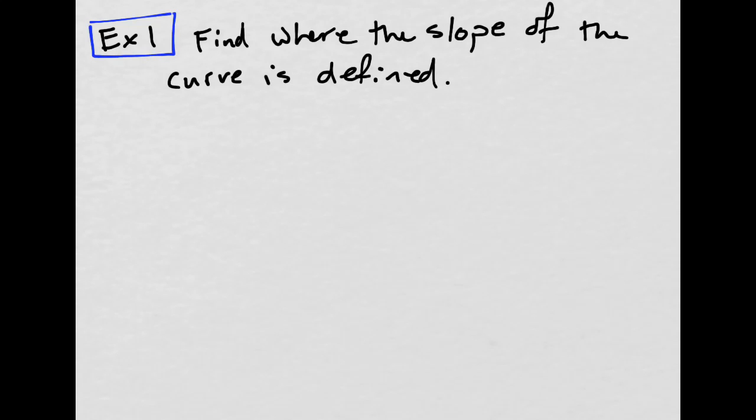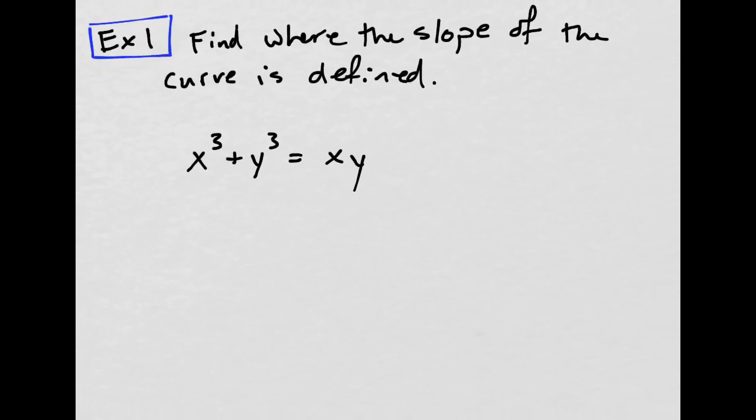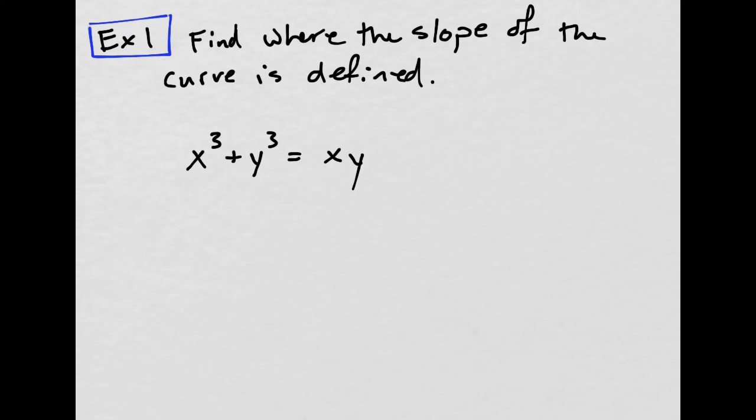I should finish the problem. So here it says, find where the slope of the curve is defined. Ooh. So really, I'm looking for where it's not defined, and then I'm going to write down everything else. Slope of the curve. I think that means I've got to take the derivative. And I've got x's and y's in here, so I'm going to have to use implicit differentiation. Okay, so, well, I'll do that.